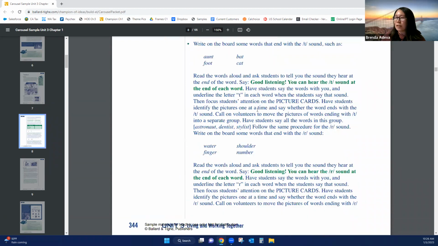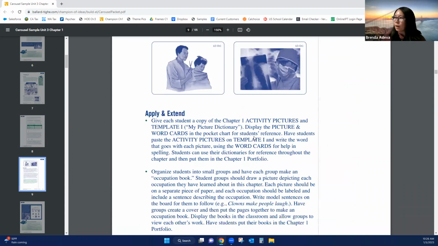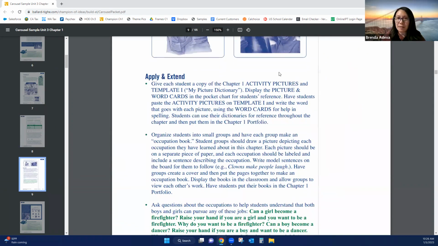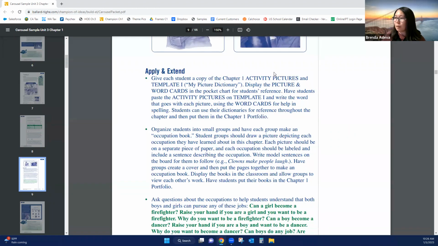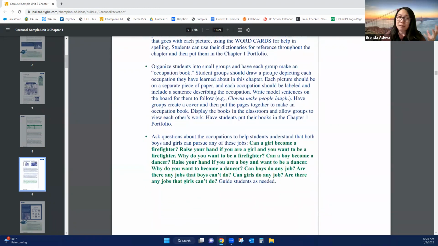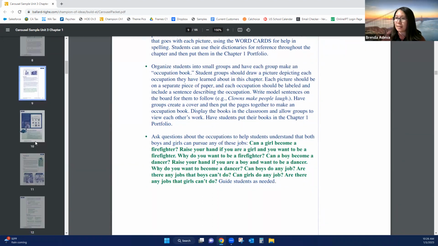We also do some phonemic recognition, again, something for those level 1s and 2s. So aunt, that, shoulder, number, the sounds, so ending sounds. You are also going to see some dictionary activities. So we have picture dictionaries for this level that will really help both level 1s and 2s. Level 3s have them make sentences with multiple vocabulary words in the sentence.